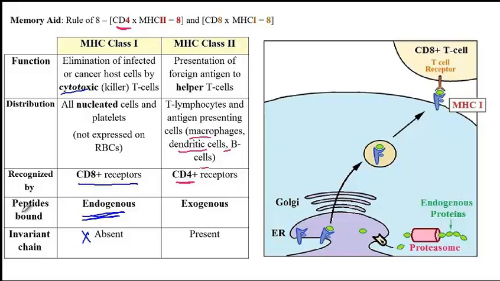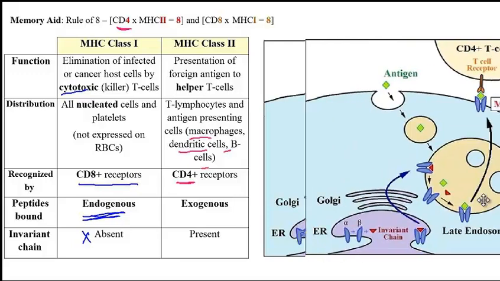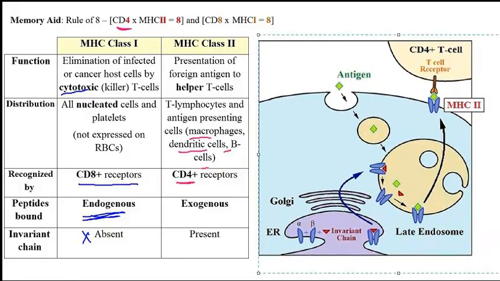The reason we say that the peptides that are bound are exogenous is that, unlike the cancer or infected cell where the protein from inside was being processed on the surface, here with MHC2 we are actually processing an antigen that was picked up and then entered the lysosome. Now I just told you that MHC class 2 has an invariant chain, and basically what this invariant chain does is prevent binding of self proteins or self antigens to it.